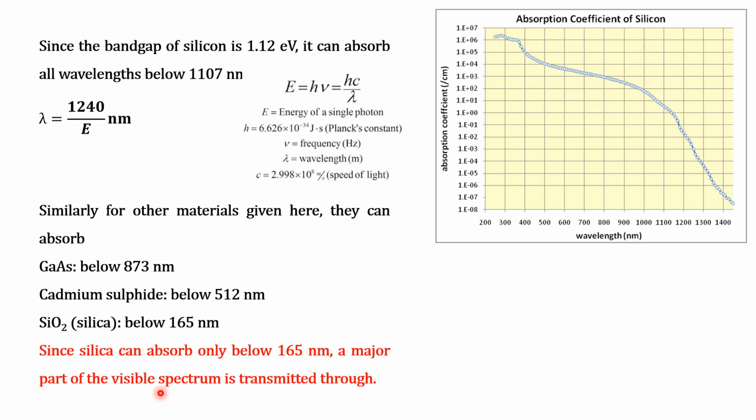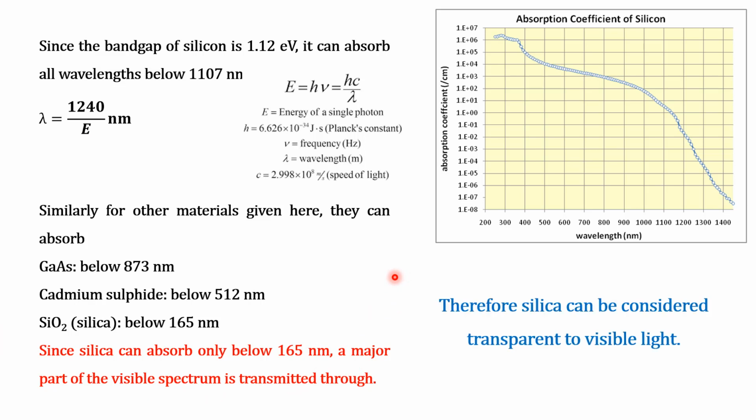A major part of the visible spectrum is transmitted through. 165 means that it is not absorbing any visible light. Hence, silica is considered transparent to visible light. So, is it clear to you?